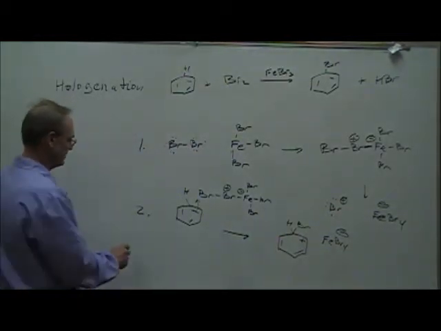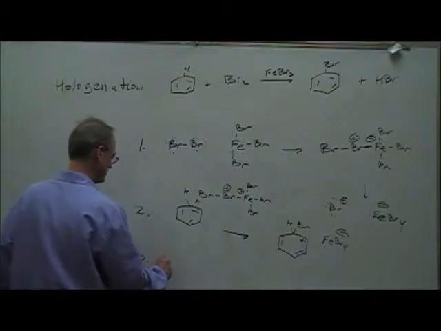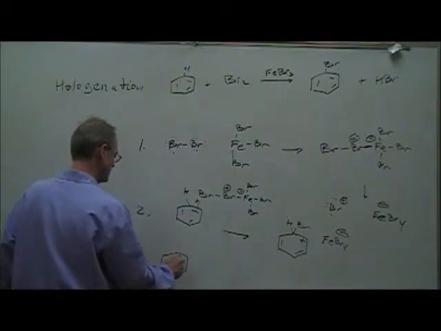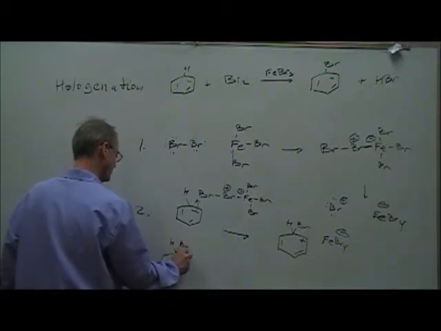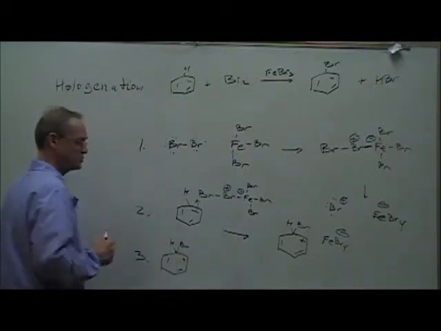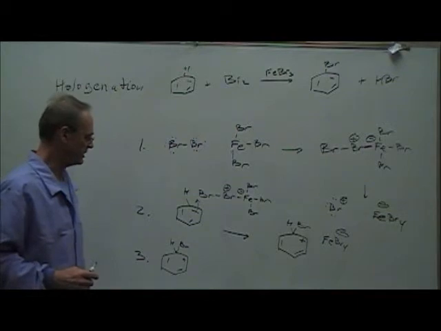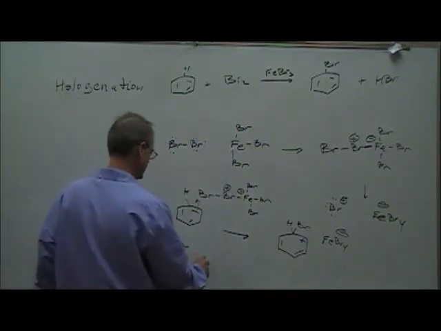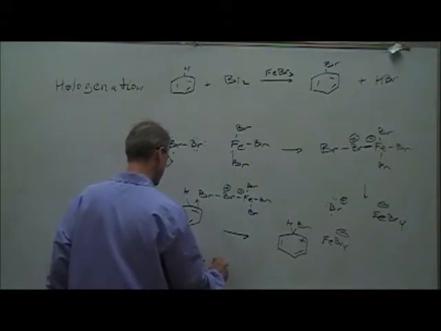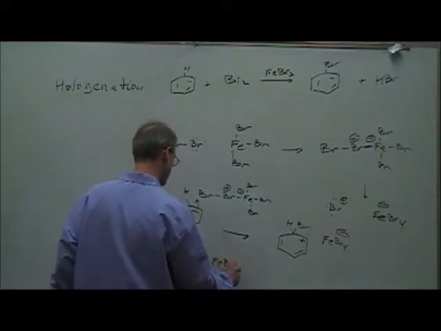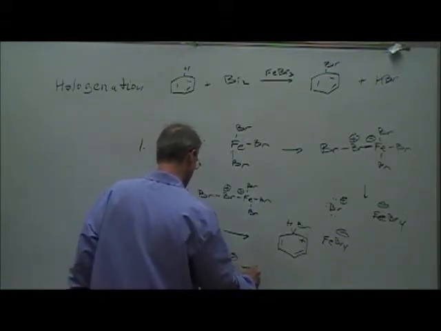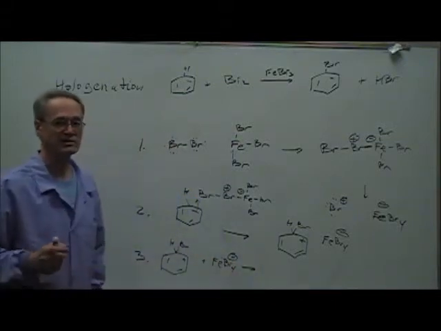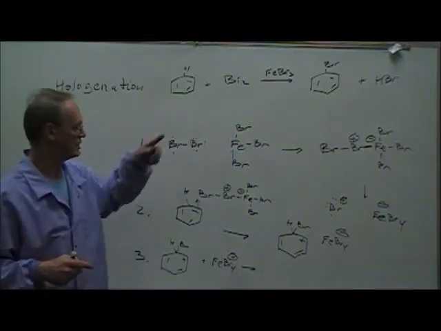And then the last step in the mechanism, that Wheland intermediate has its H plus pulled off. So what is it that pulls off the H plus in this case? Well, it's really the FeBr4. We'll write it as plus FeBr4 negative. And it's one of those four bromides that picks up the hydrogen and becomes the HBr.